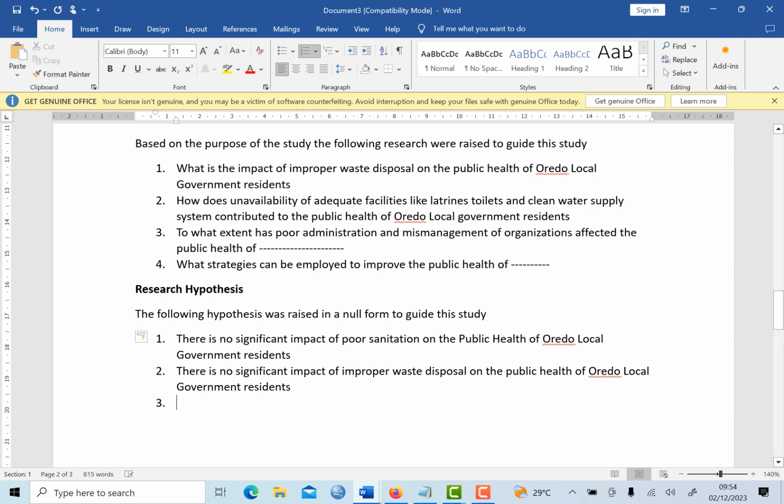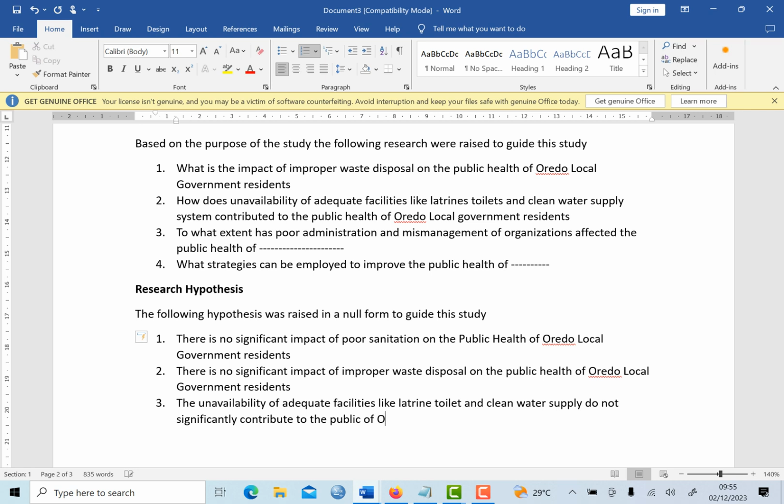And number three hypothesis. You can say the unavailability of adequate facilities, latrines, toilets, and clean water supply do not significantly contribute to the public health of the local government residents.